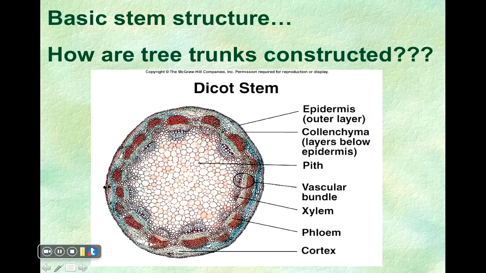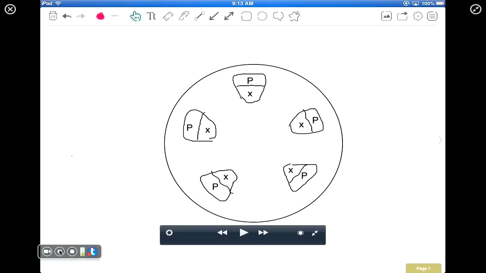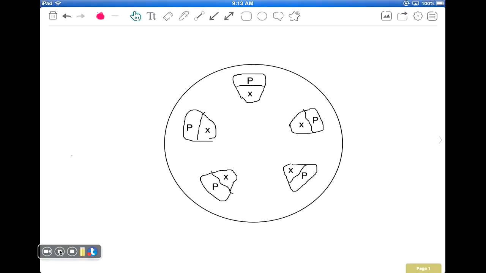And so now just a few brief comments about basic stem structure. What you see here is a section through a stem, and notice we see vascular bundles located in a ring around the periphery of this stem. So if we see a stem like this, it is a stem that probably has the potential to develop into a tree trunk at some point. So the basic question we're addressing here is, how are tree trunks constructed?